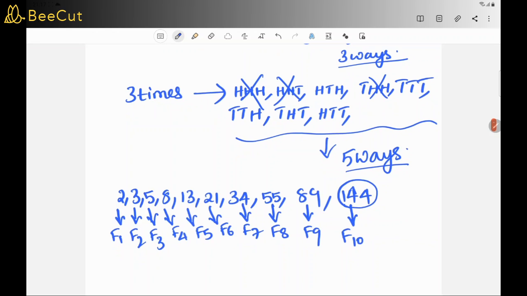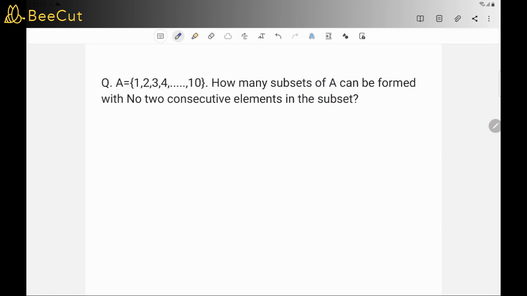Now let us look at another question. The question states that there is a set A which contains digits from 1 to 10. How many subsets of A can be formed with no 2 consecutive elements in the subset? So this is the question. Now let us solve it.